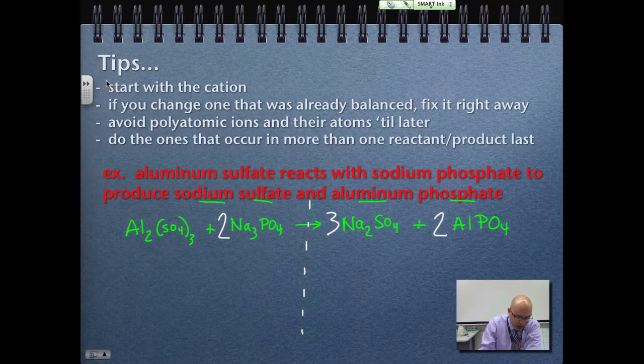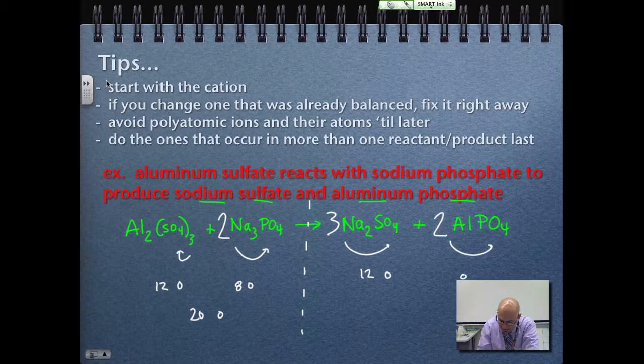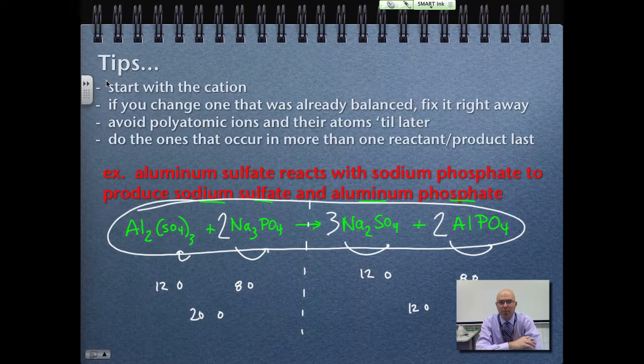And my oxygens I do last. I have 12 O's here. I have another 8 O's, so I have 20 O's on this side, and I have 12 O's and 8 O's, which is 20 total. So notice the oxygens are balanced, and so now this is my perfectly balanced equation. A little ode to Mr. Dumas, my chemistry teacher. Balance an equation. So there you are. I would need 1 aluminum sulfate, 2 sodium phosphates, 2 sodium sulfates, and 2 aluminum phosphates to balance this equation.